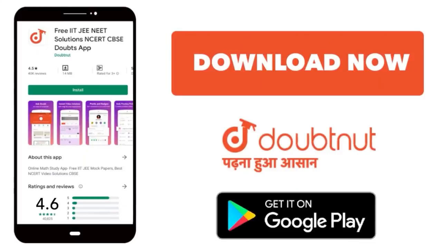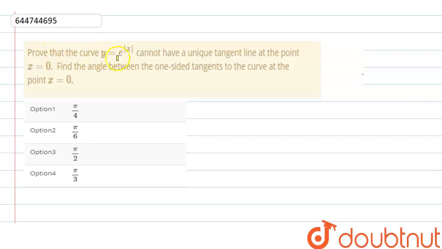Prove that the curve y equals e raised to the power mod x cannot have a unique tangent line at the point x equals 0. Find the angle between the one-sided tangents to the curve at the point x equals 0.